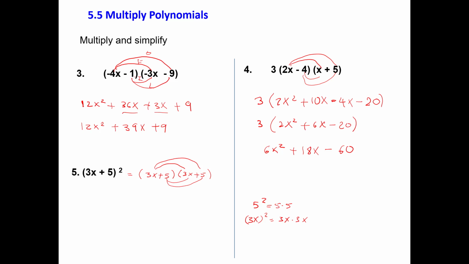Then there's this one. 3 times 3 is 9, x times x is x to the second. 3x times 5 will be 15x. 5 times 3x is plus 15x. 5 times 5 is 25. Combine the like terms: 9x to the second, 15x plus 15x will be 30x, plus 25. And this is the answer.